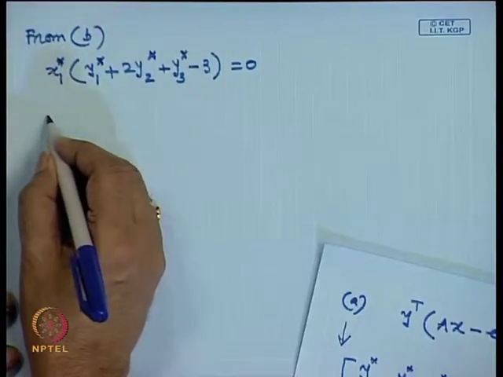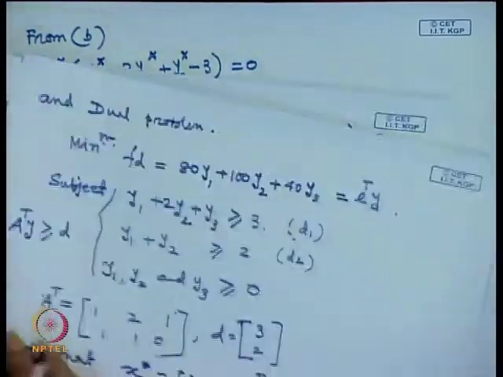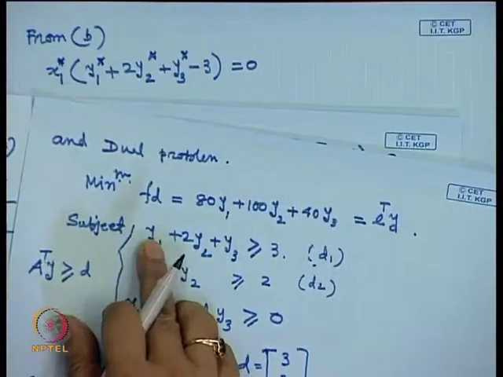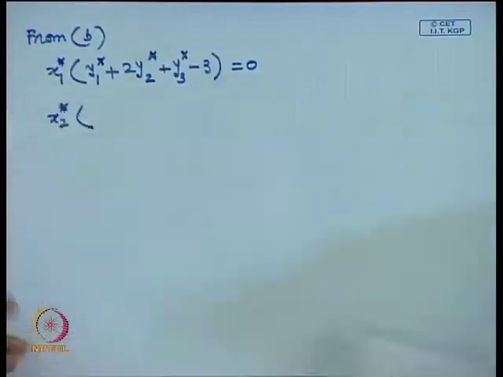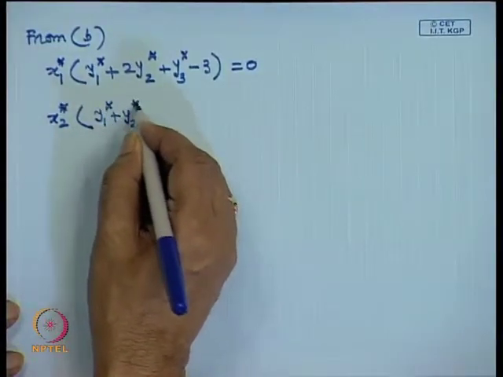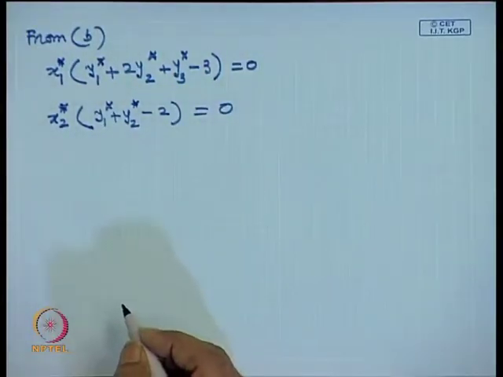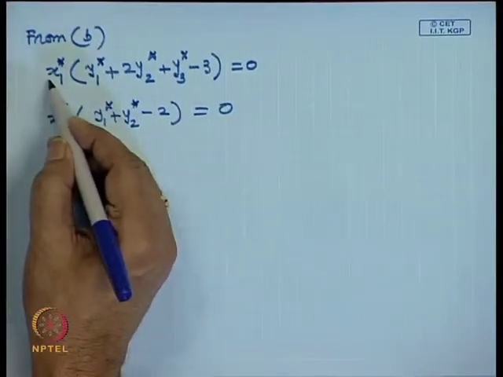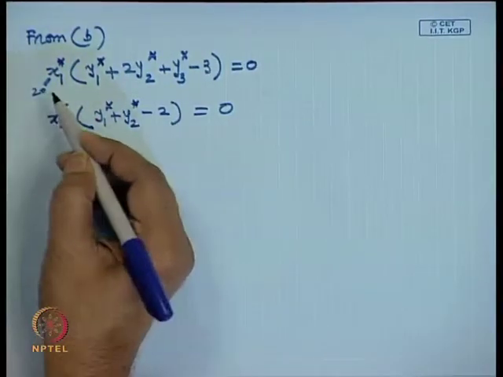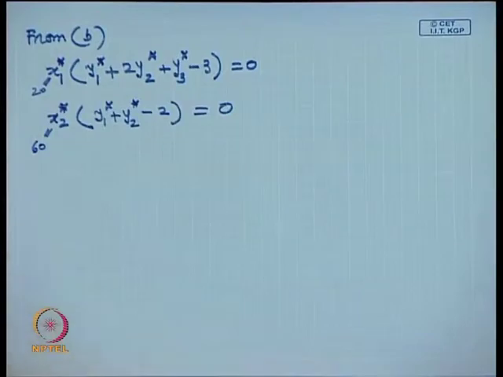Then another condition I am getting here, x2 star into that equation, A transpose y minus d, that one: y1 star plus y2 star minus 2 is equal to 0, agree? So, you know the value of x1 is 20, this is the primal solution, and this value is 60. The solution of this problem is given as 20 and 60.